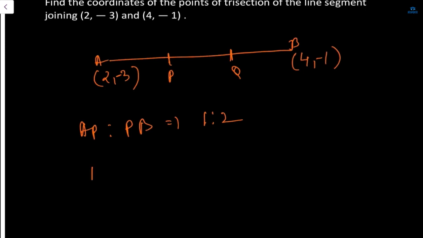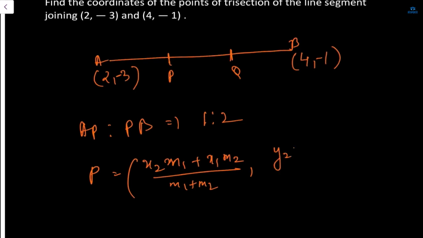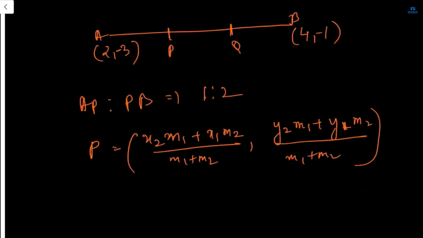So the coordinate of P will be equal to (x2 m1 plus x1 m2 upon m1 plus m2, y2 m1 plus y1 m2 upon m1 plus m2). Now find out the coordinates of P. Everybody try this question. I'm getting fractions. You're getting fractions? That is not a problem. What is it, 8/3 and minus 7/3?